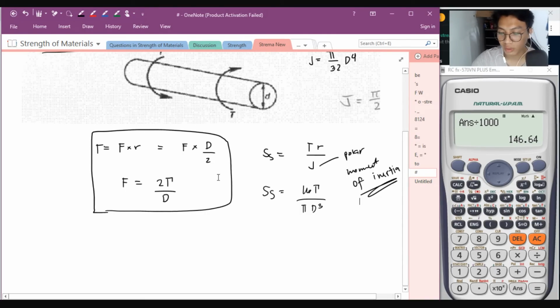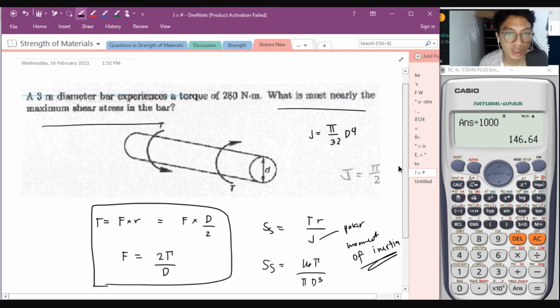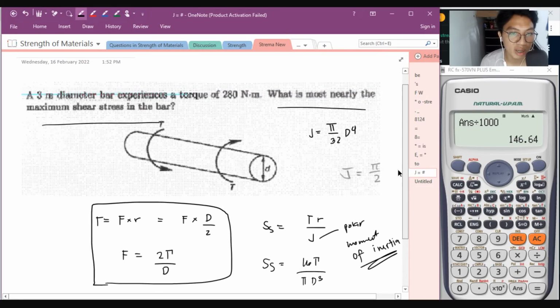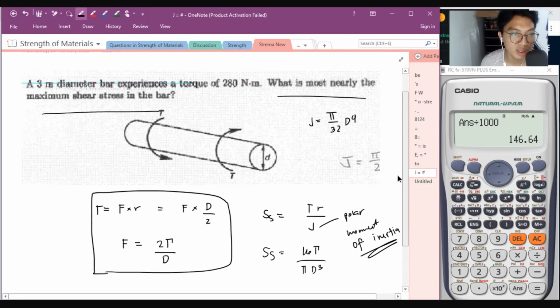Yan. So, meron ka niyan. Solving natin sa kanya. Paano natin solve? Binigay na sa yung torque. Meron ka bang D? Diameter, yes. What most nearly the maximum shear?